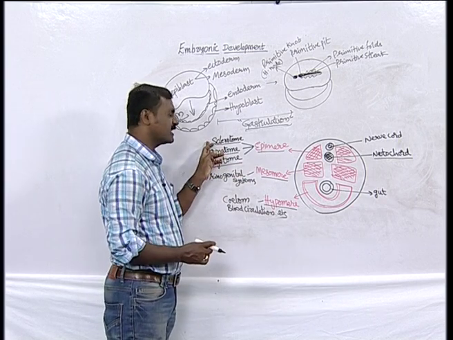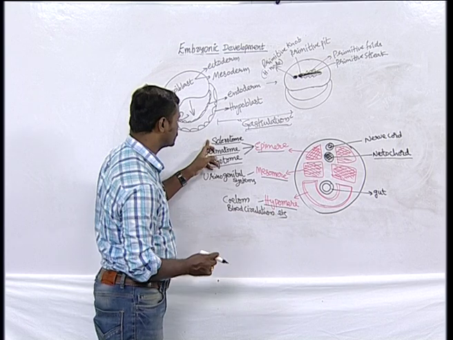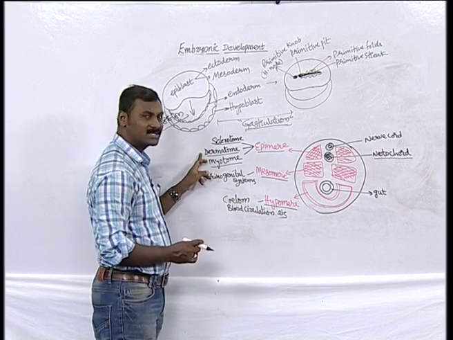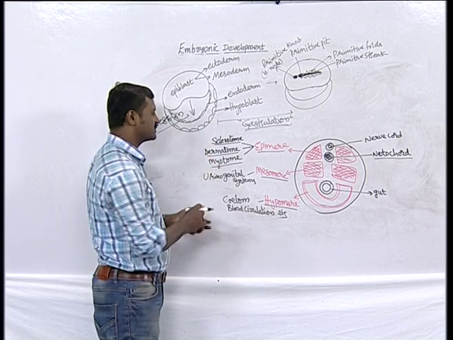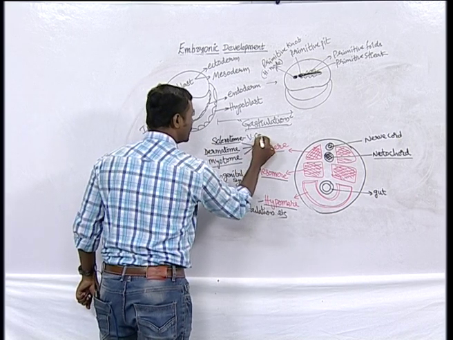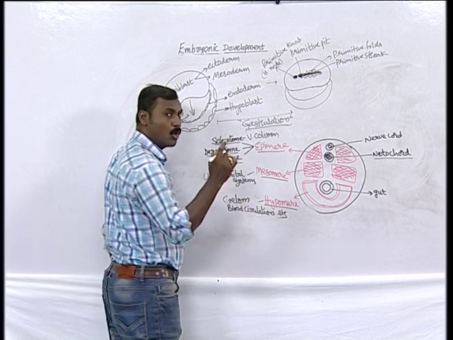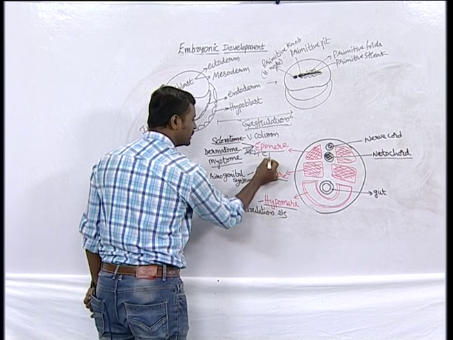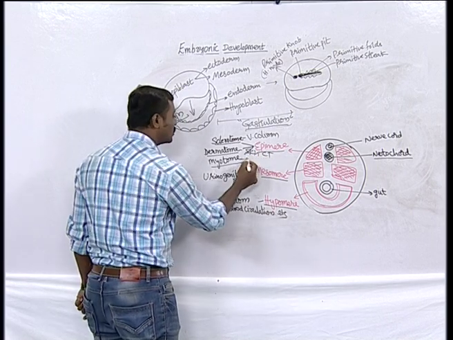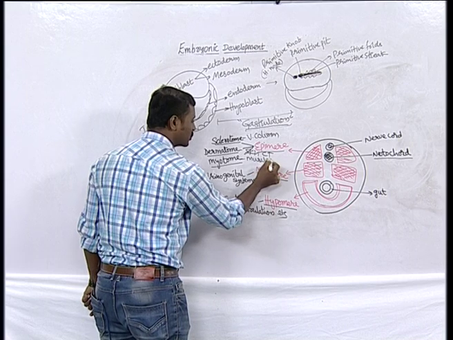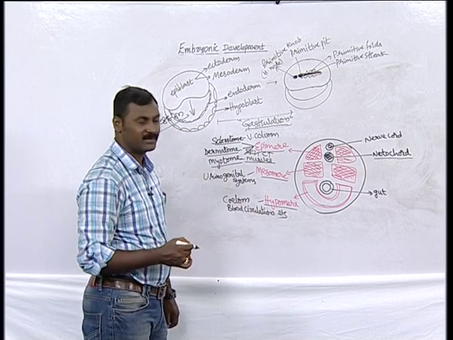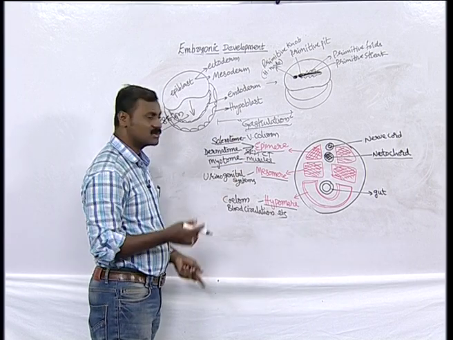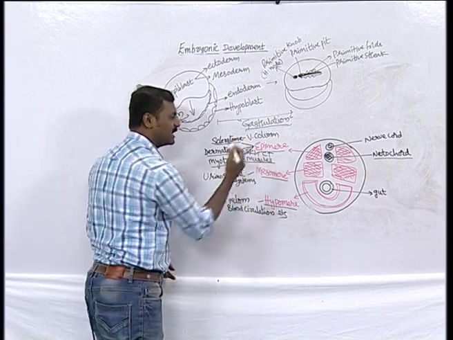Here epimere gives sclerotome, dermatome, myotome. Sclerotome means connective tissues are coming. From dermatome, skin is coming. Sclerotome gives vertebral column, that is bone. Dermatome gives skin and connective tissue. Myotome gives muscles, especially skeletal muscles. So, vertebral column, skin, connective tissues, muscles are developed by epimere.